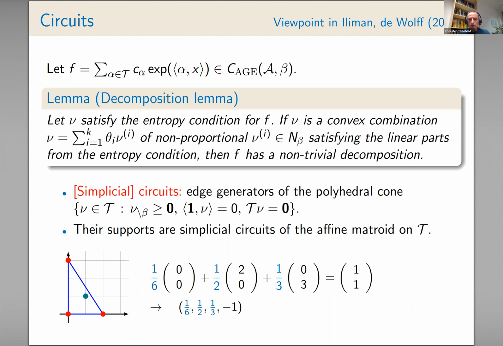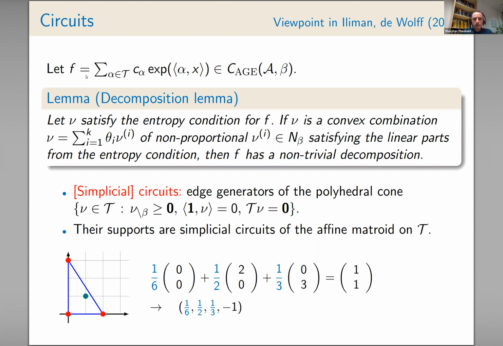I need to introduce some more concepts. And whenever you want to study the geometry of the cone, it's very useful to work with generators. So the cone can also be generated in terms of generators, and these are coming from so-called circuits, and they have a very nice combinatorial structure, very nice combinatorial interpretation. And I would like to explain this to you as follows.